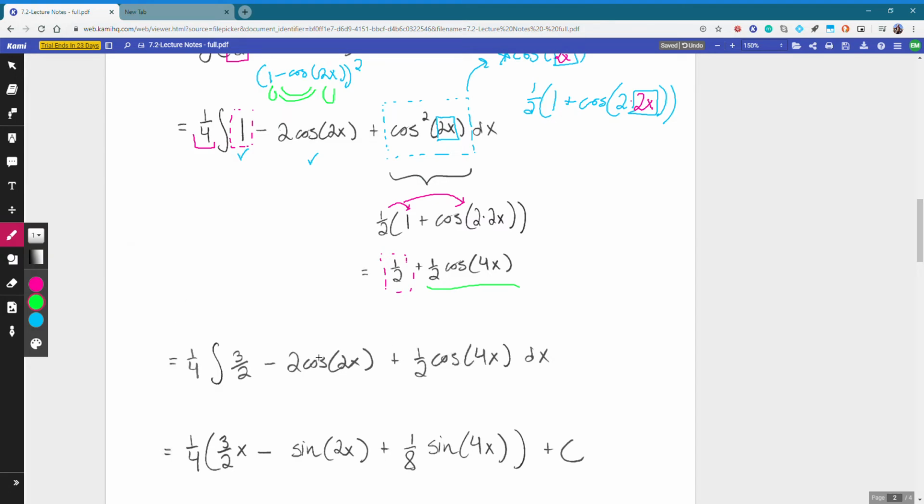And I claim that we are now in a great spot to go ahead and integrate all 3 of these terms. Right, 3/2, just a constant, so integrates to 3/2 x. Now over here in the middle, I have a little bit of work to do, but I claim that since the power on the cosine is just to the first, we can antidifferentiate the middle term, and similarly, since the power of cosine is to the first, on the last term, we can integrate that as well.